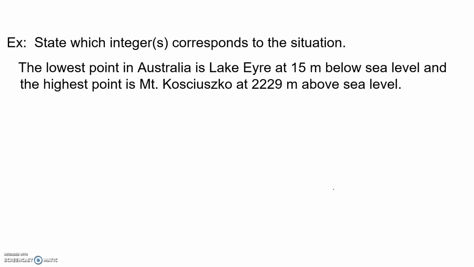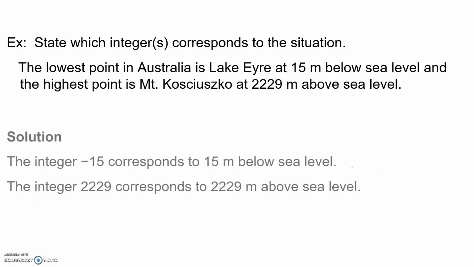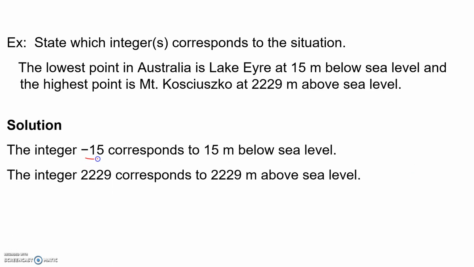Here's an example. State which integer or integers correspond to the given situation. The lowest point in Australia is Lake Eyre at 15 meters below sea level, and the highest point is Mount Kosciuszko at 2,229 meters above sea level. The integer negative 15 corresponds to 15 meters below sea level, and the integer 2,229 corresponds to 2,229 meters above sea level.